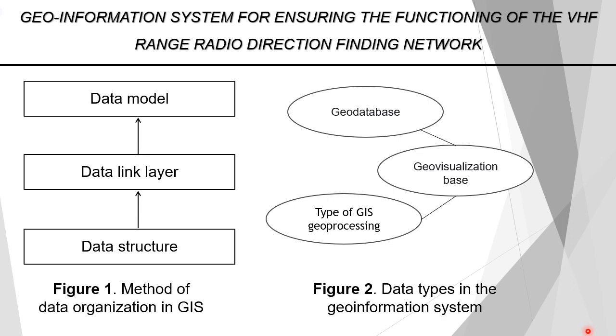Each data model element must contain identifiers, attributes, binding to spatiotemporal data models, and data transformation and processing functions. A geographic information system must store basic data and data specific to a specific geographic information system. All data is stored in databases, which can be conditionally divided into the following types: geodatabase, geovisualization database, geoprocessing type.